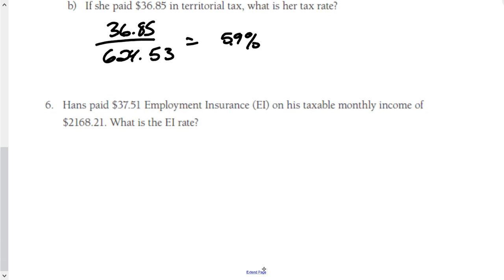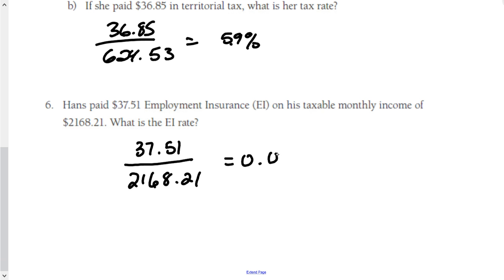So all we should have to do is set it up like this. I'm going to grab a calculator. So 37.51 divided by 2,168.21 is equal to 0.017, so about 1.7%.